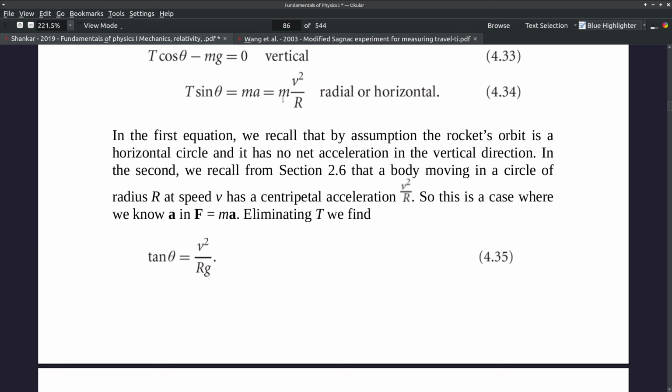Anyway, in the first equation, we recall that by assumption, the rocket's orbit is a horizontal circle and it has no net acceleration in the vertical direction. In the second, we recall from section 2.6 that a body moving in a circle of radius r at speed v has a centripetal acceleration, v squared over r. So this is a case where we know A in force equals mass times acceleration. Eliminating T, we find tangent theta equals velocity squared over r g. Is g gravity? What is g?